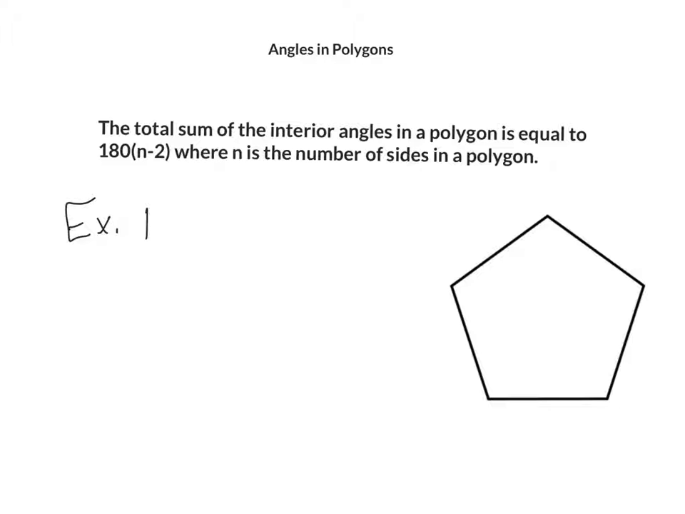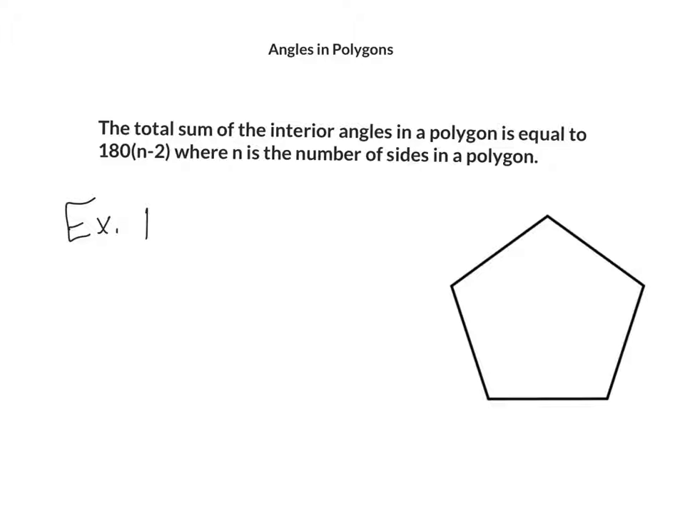So right here I've given you a formula to figure out what they add up to. The total sum of the interior angles in a polygon is equal to 180 times n minus 2, where n is the number of sides in a polygon.